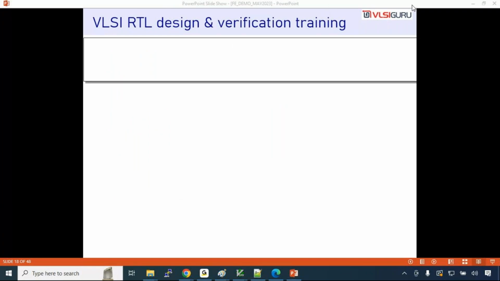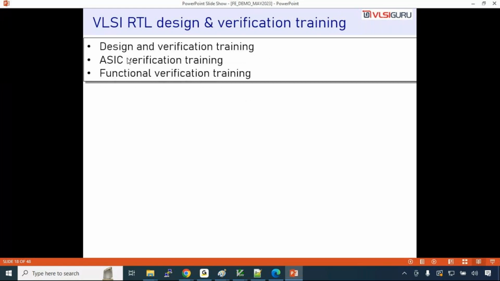Coming to RTL design verification training, the one which we are doing now, the demo session, all these names are the same. Whether I use design verification training, ASIC verification training, or functional verification training, all these names are exactly the same.